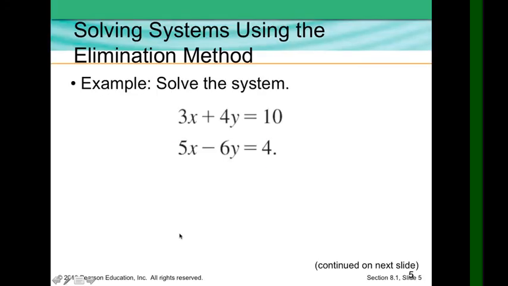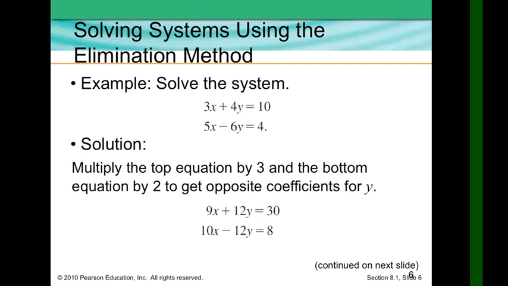Solving a system using the elimination method. We can use the elimination method in solving a system of linear equations. So we have 3x plus 4y equals 10 and 5x minus 6y equals 4. Multiply the top equation by 3 and the bottom equation by 2 to get opposite coefficients for y. Our target is to cancel y. If I multiply 3 to this equation, it will become 9x plus 12y equals 30.